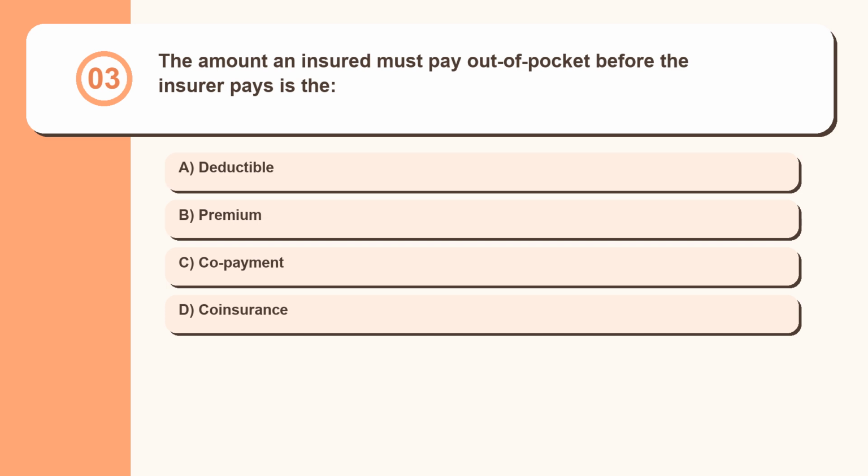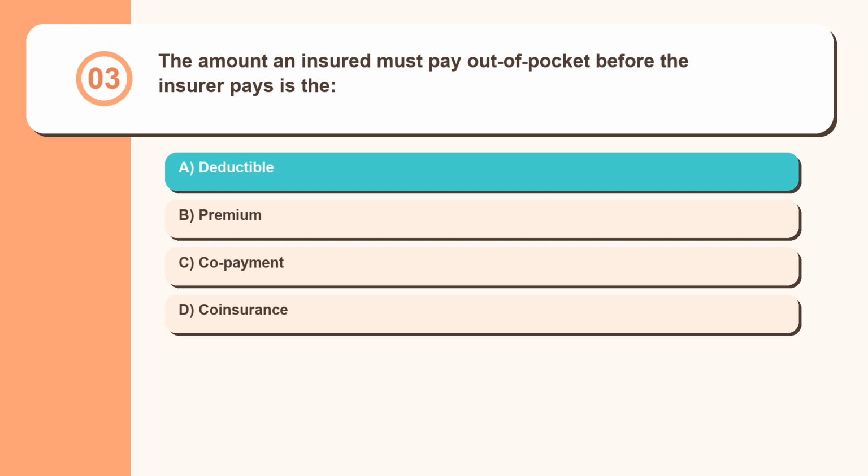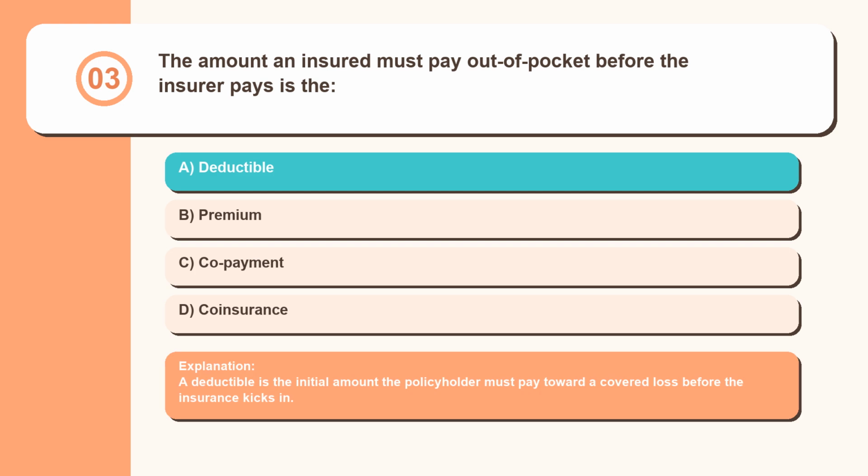Question 3. The amount an insured must pay out of pocket before the insurer pays is the deductible, premium, copayment, coinsurance. A deductible is the initial amount the policyholder must pay toward a covered loss before the insurance kicks in.